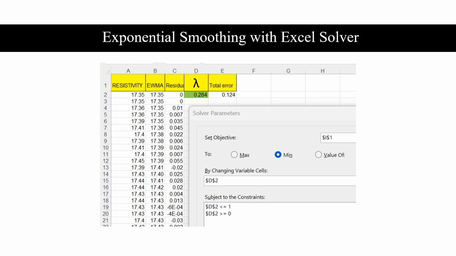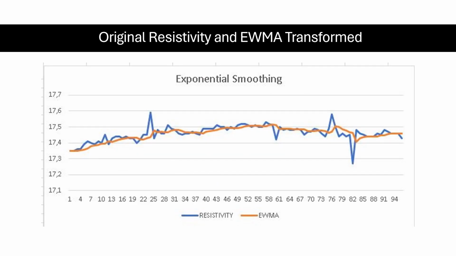Now we ask Solver to minimize the total error in E2 by calculating lambda in D2 with the restrictions that it should be between 0 and 1. We obtain the result of lambda equals 0.284. Now let's see the original resistivity and transformed EWMA in a graph.